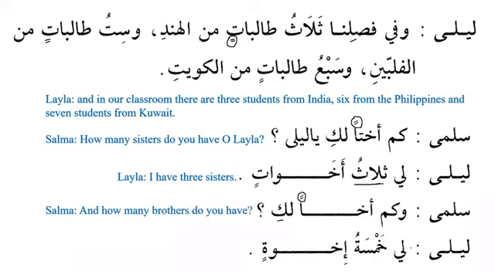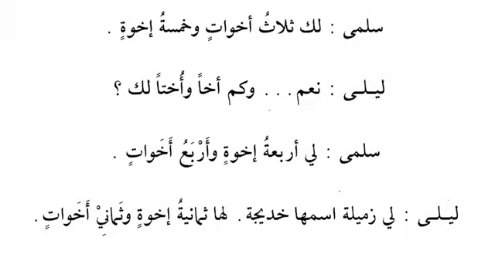Layla says, li khamsatu ikhwatin. I have 5 brothers. Now when we talk about the brothers, you can see the number is feminine. And when we talk about the sisters, the number is masculine. That's the beauty of the numbers from 3 to 10, that they are opposite in gender. They are used as mudaf ilayhi. Salma: Laki thalathu akhawatin wa khamsatu ikhwatin.